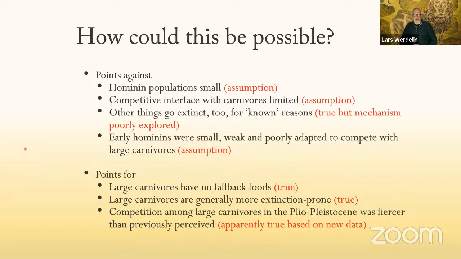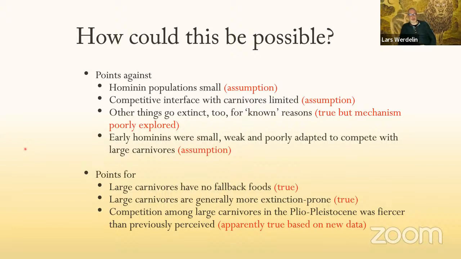So, I wouldn't expect hunting, or direct hunting of carnivores in particular, to be significant until well past 1.5 million years ago. So in the upper Acheulean, perhaps.